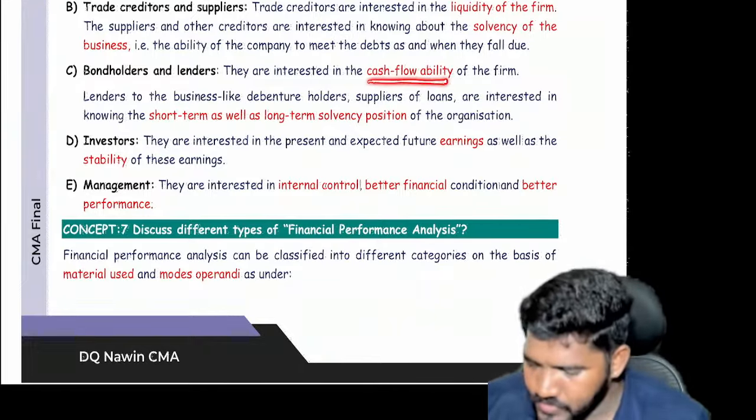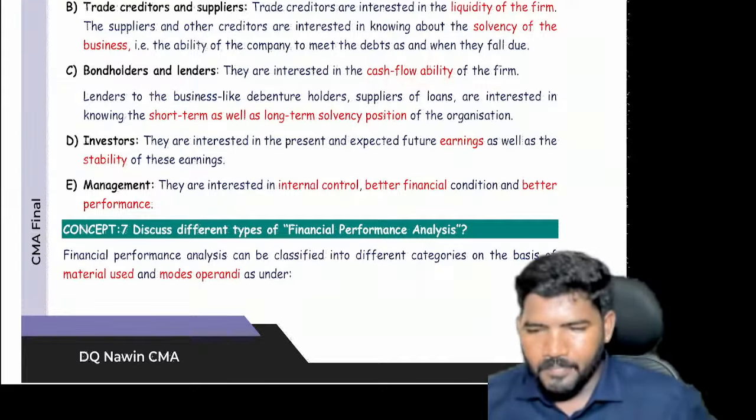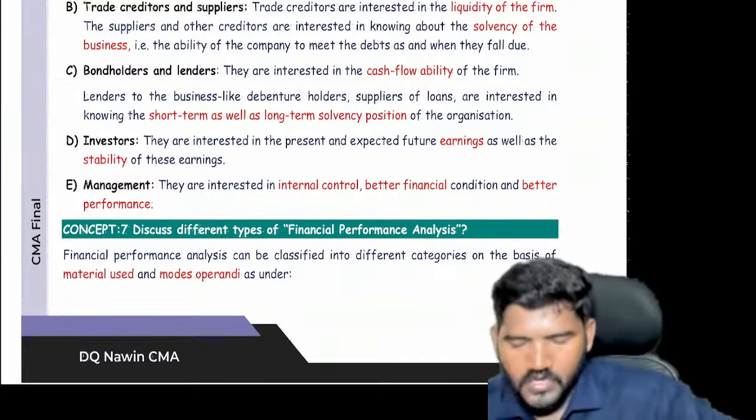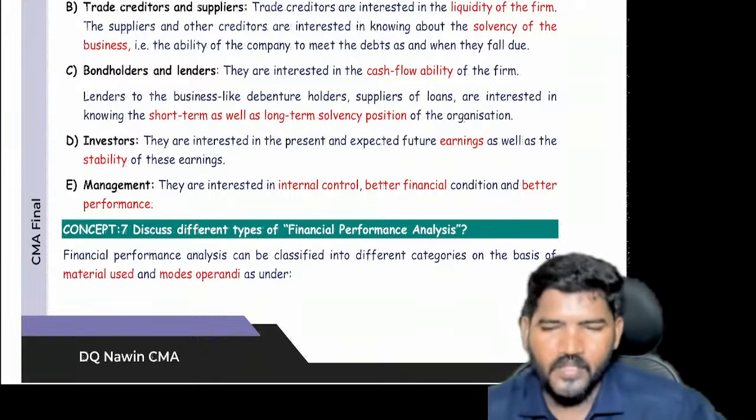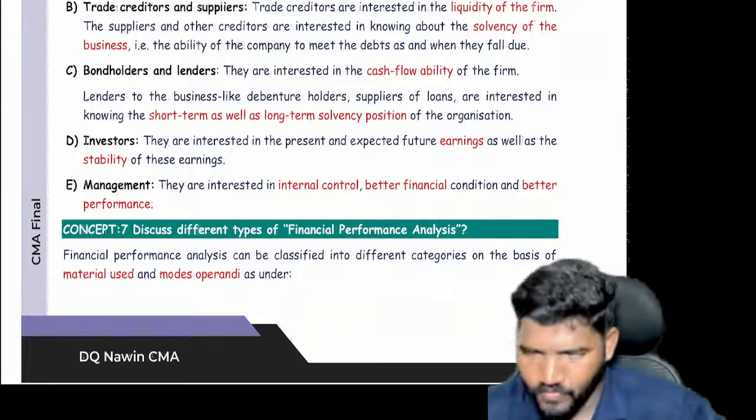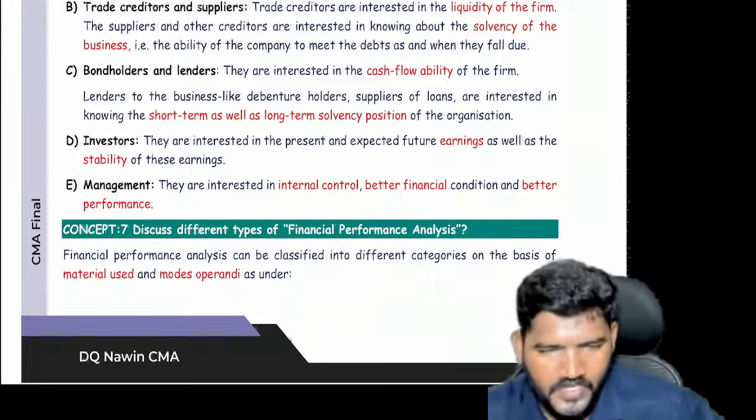So when it comes to the cash flow ability of the firm, if a company has a lot of inflows compared to outflows, bondholders and lenders are ready to invest in the company. For the investment purpose only, they assess our company's financial statements.